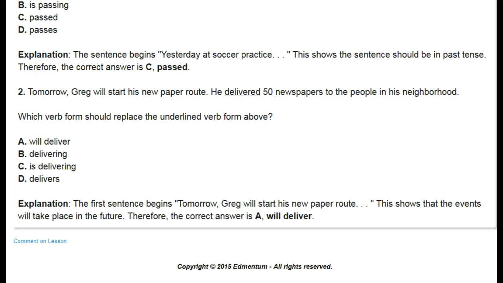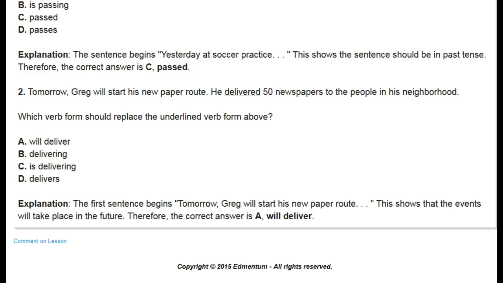Here's another example. Tomorrow, Greg will start his new paper route. He delivered 50 newspapers to the people in his neighborhood. Which verb form should replace the underlined verb form above?